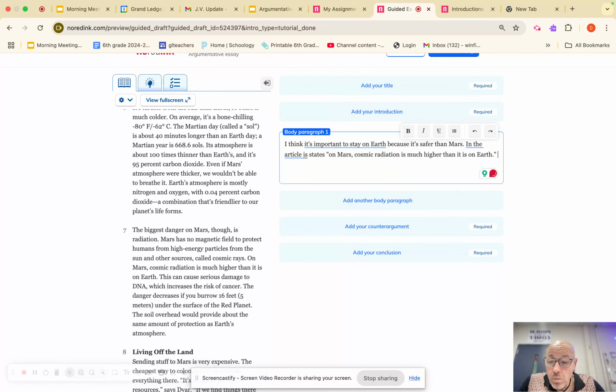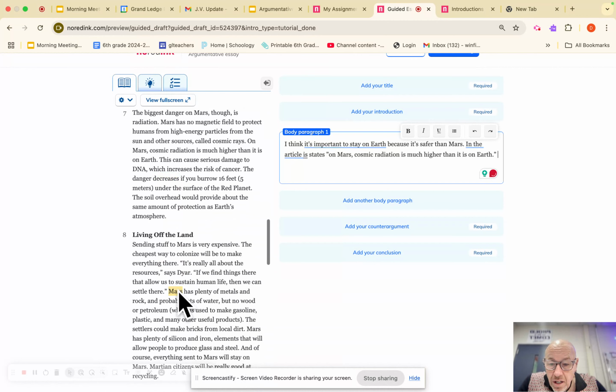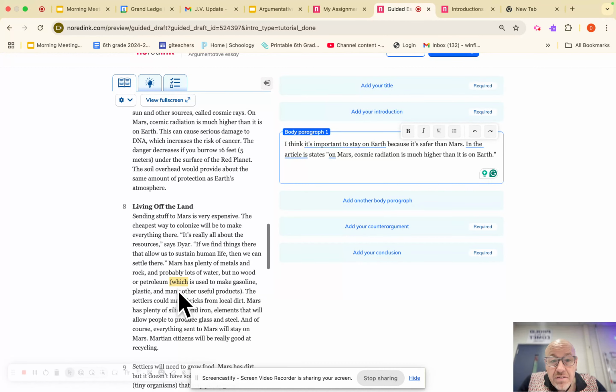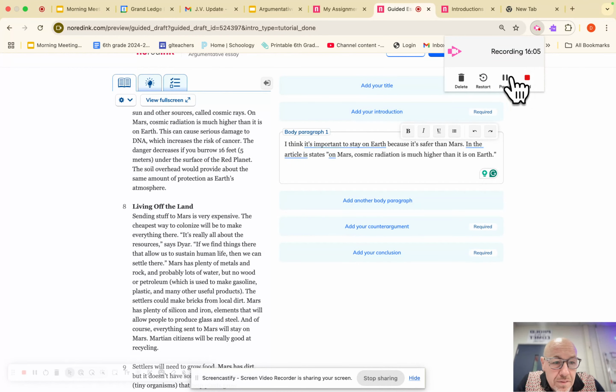Now I'm going to take one more piece of information to help me support why I think people should stay on Mars, or excuse me, Earth. Here we go. I am going to say this. Look at this right here. Here's a quotation. Okay, let me see. Oh no, that would create a flow quote. So let me pause this for a second.